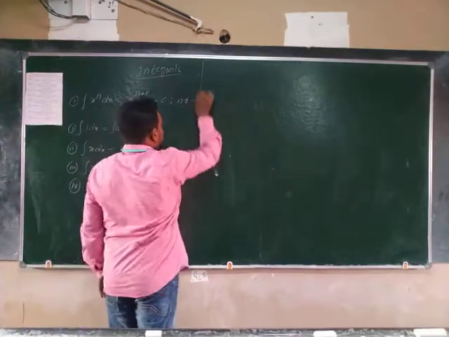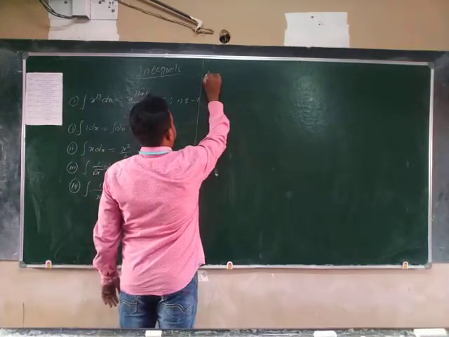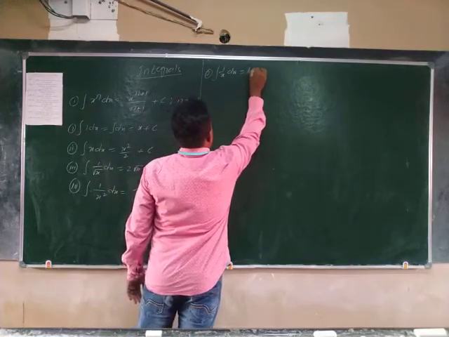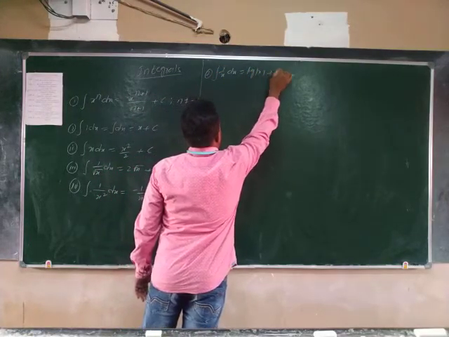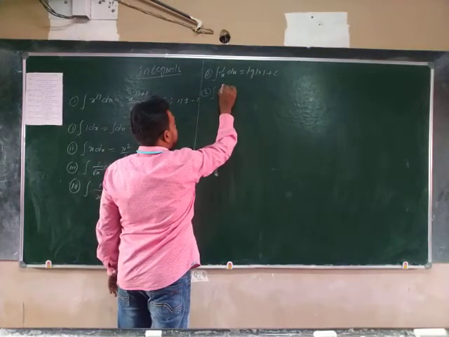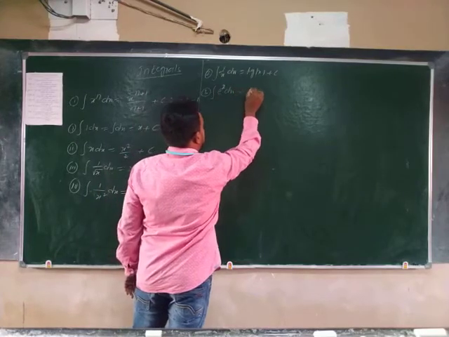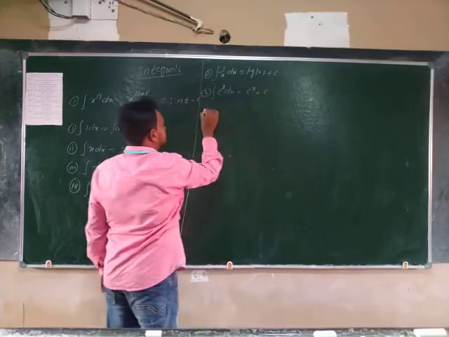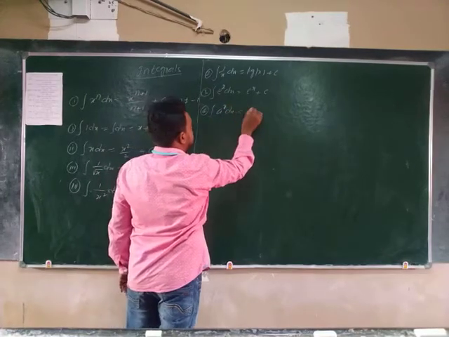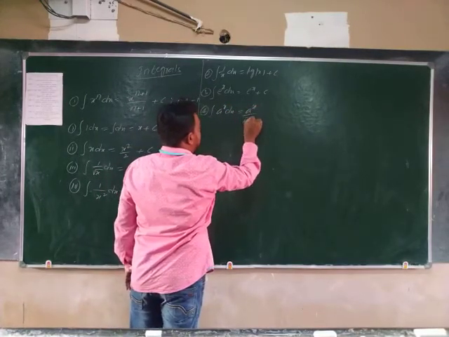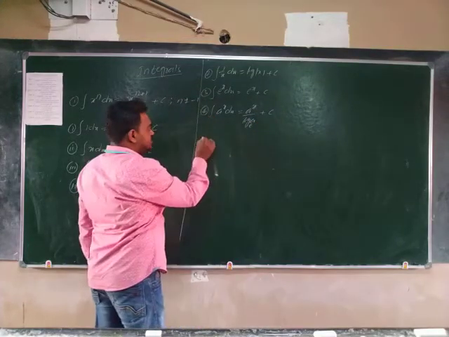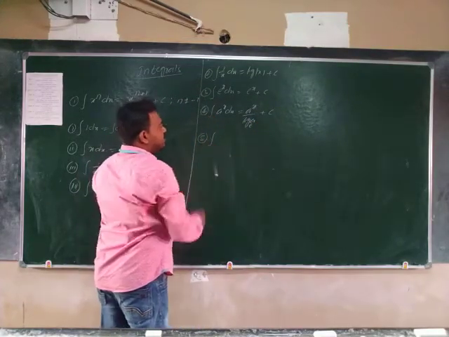Next, second formula, integration of 1 by x dx is equal to log mod x plus c. Third one, integration of e power of x dx is equal to e power of x plus c. Fourth, integration of a power of x dx is equal to a power of x by log a base e plus c.